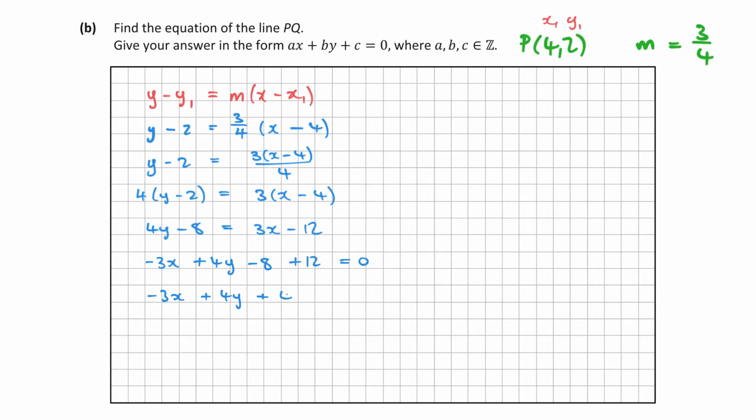And typically speaking, if x is our first term, we tend not to leave our first term as a negative. So what I do there is I multiply across everything by negative 1. Okay, because if I multiply everything by negative 1, I'll end up with a positive first term. So 3x minus 4y minus 4 is equal to 0. And had you got that correct, that was worth another 5 marks.